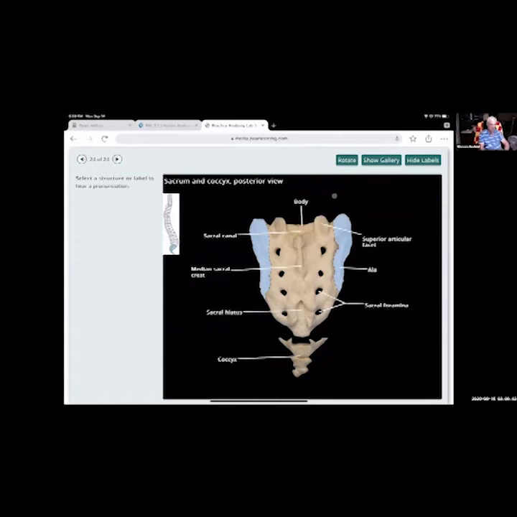We're good. Any questions on the vertebral column there? Let's go do our quiz.